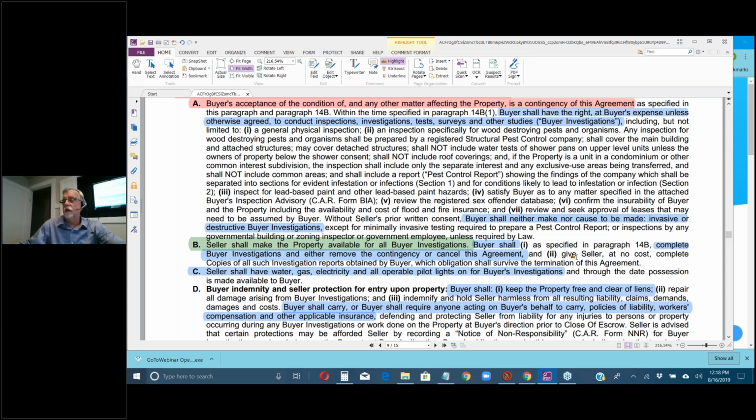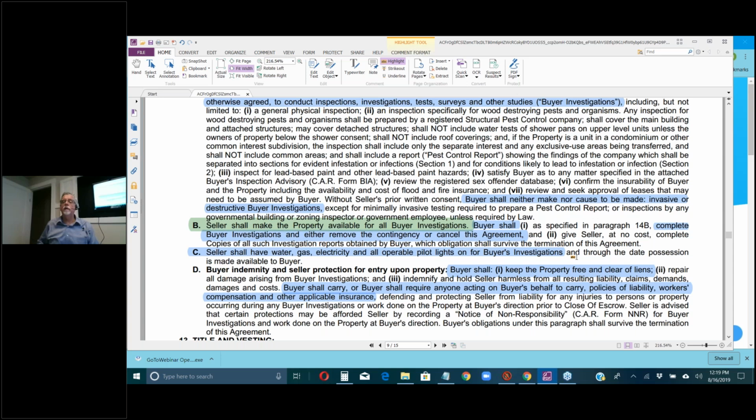What that also means is oftentimes on a termite report, and even sometimes in the property inspection, they're going to say, we don't know what's behind that wall, right? And you would have to make a special test. You'd have to say to the seller, we want to see what's behind that wall or we're not going to buy the house. Green means seller shall make the property available for all buyer investigations. Buyer shall complete these investigations and remove the contingency or cancel this agreement. So seller has to make the property available for all buyer investigations.